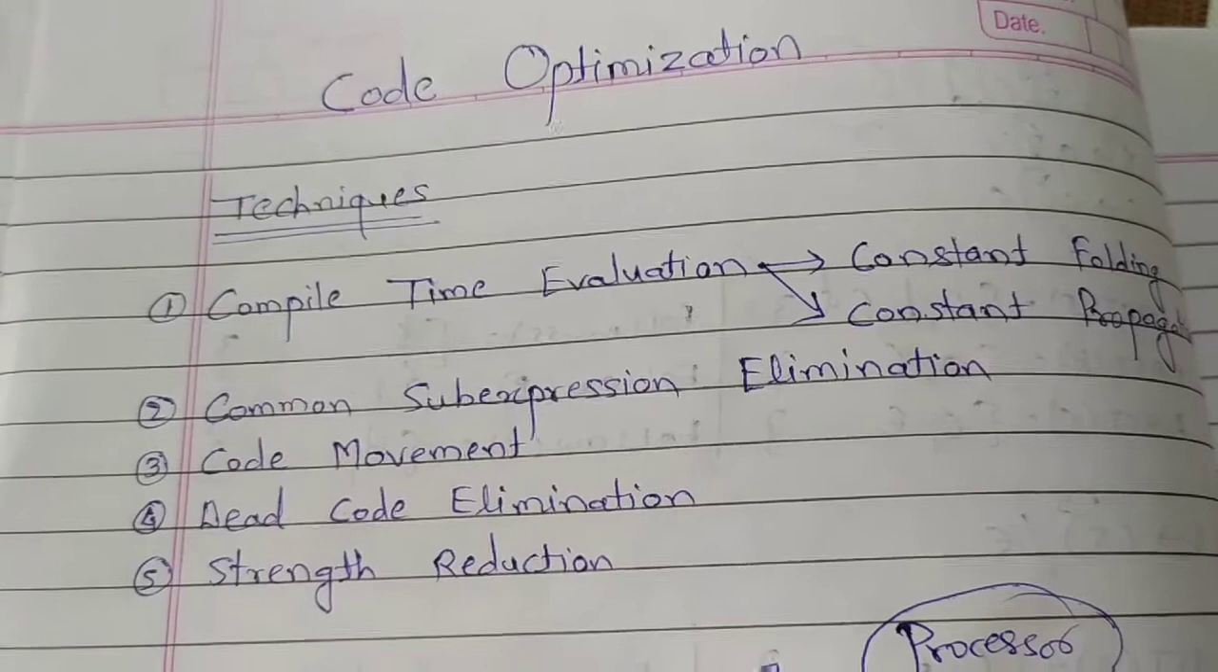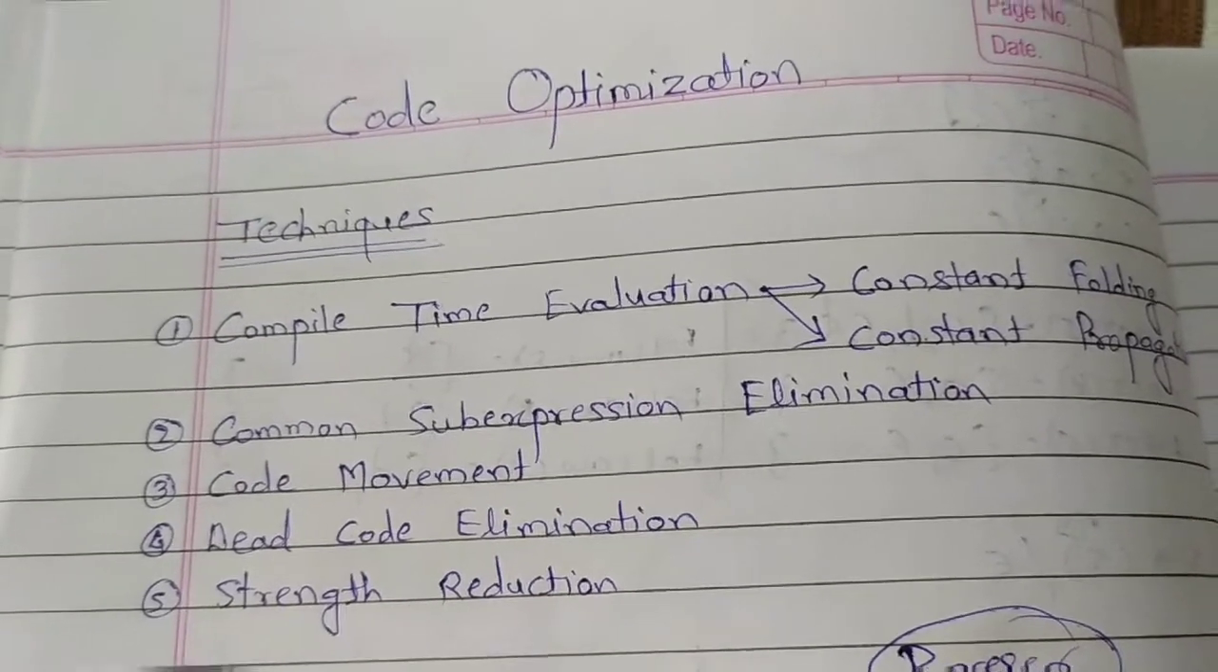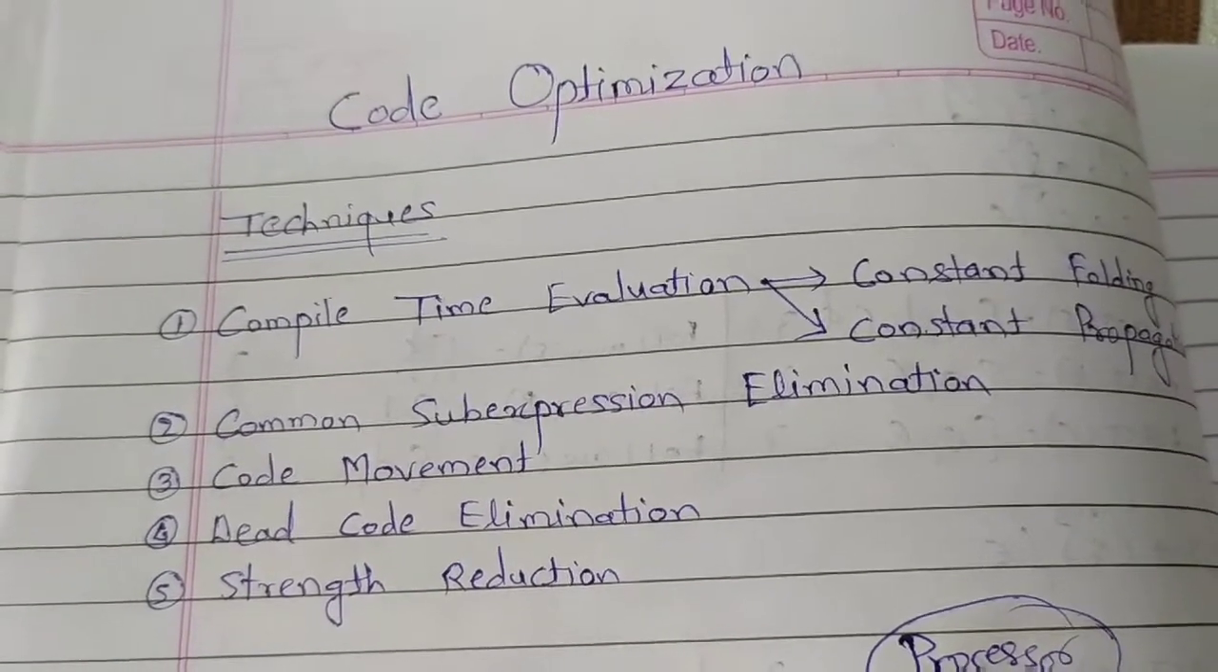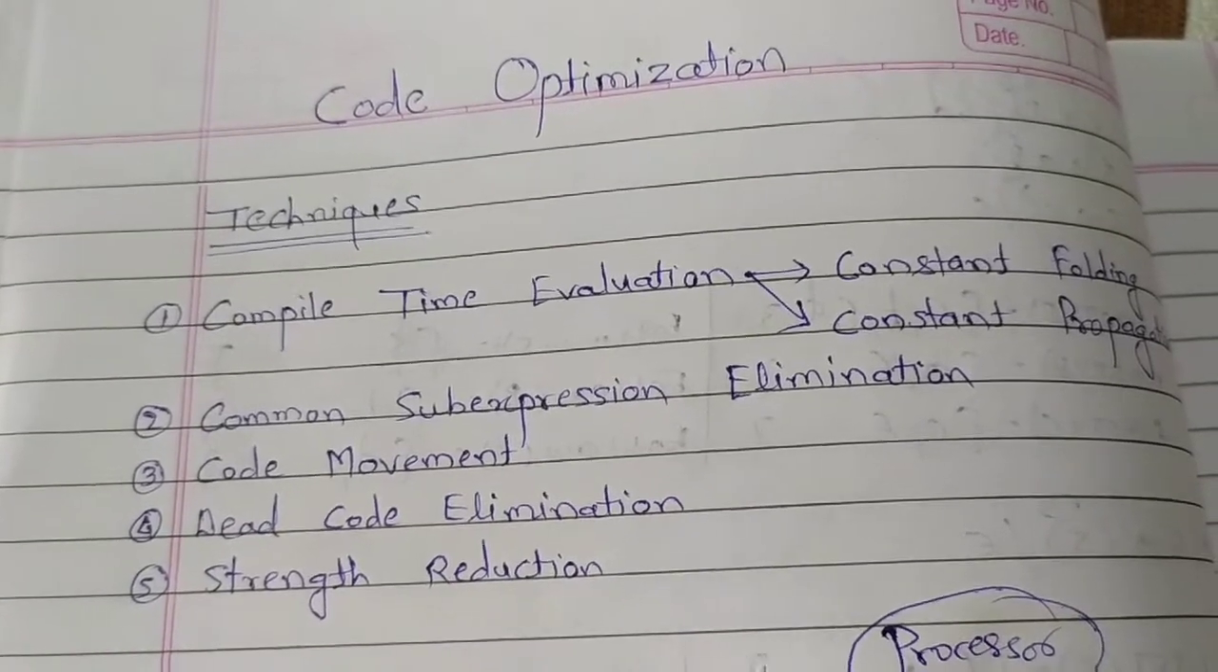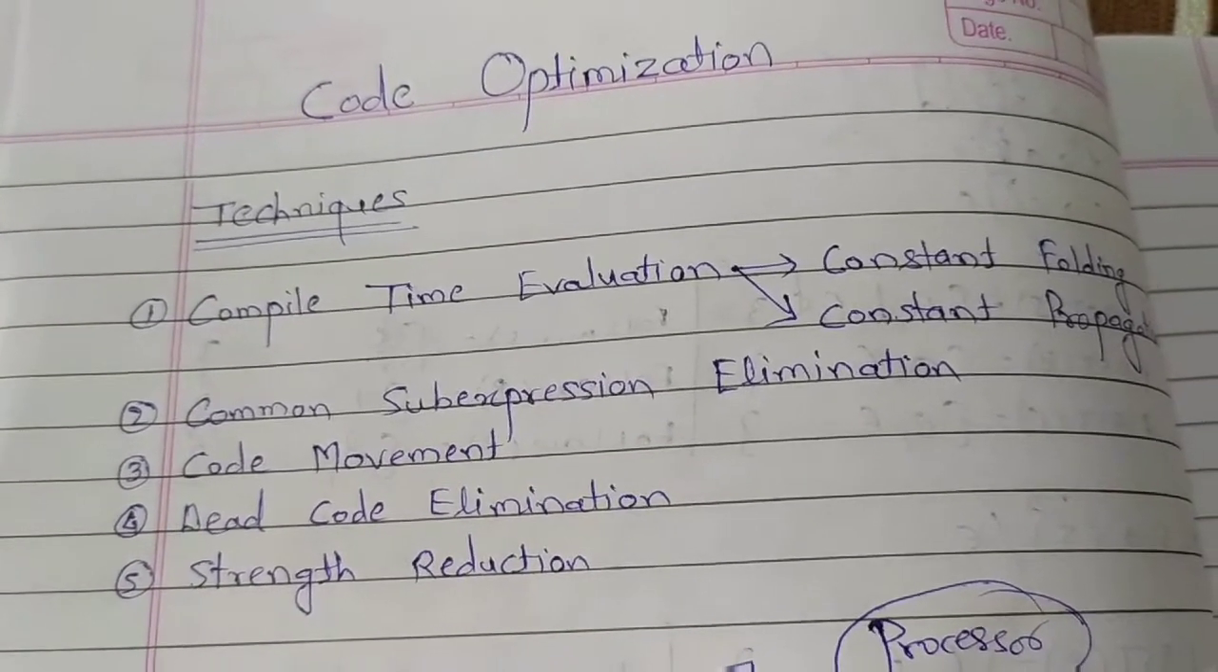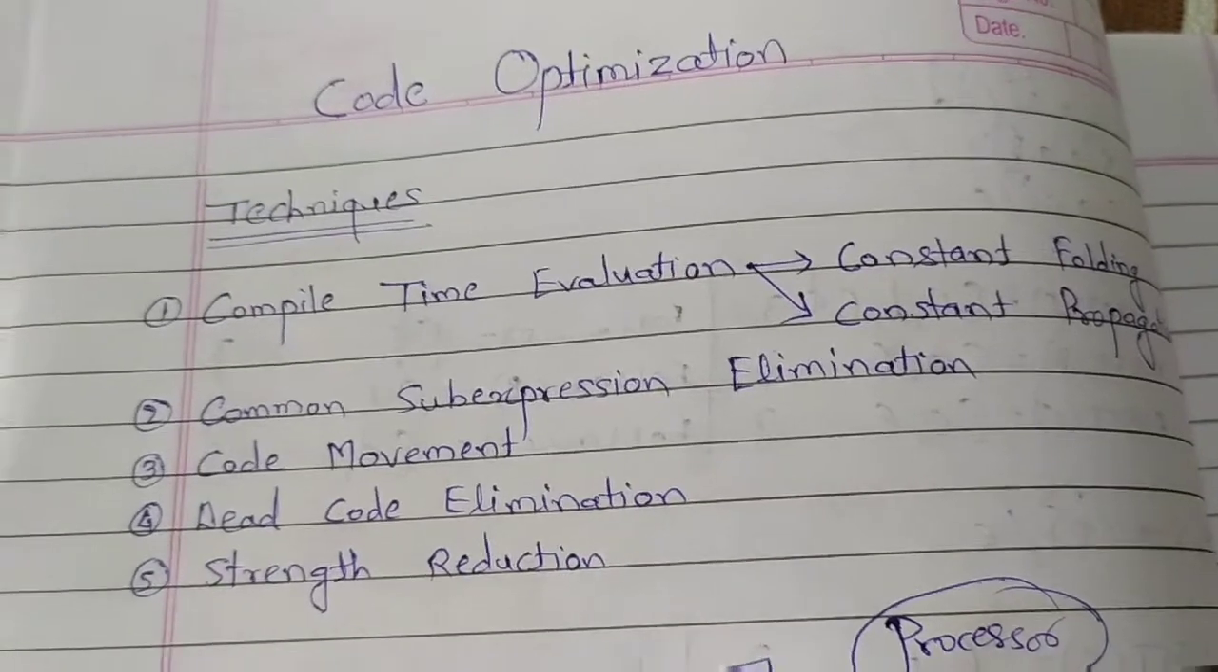You might have studied 6 phases of compilation. Code optimization is one of the phases in the 6 phases of compilation. Code optimization can be done before code generation, and it can be done after code generation.